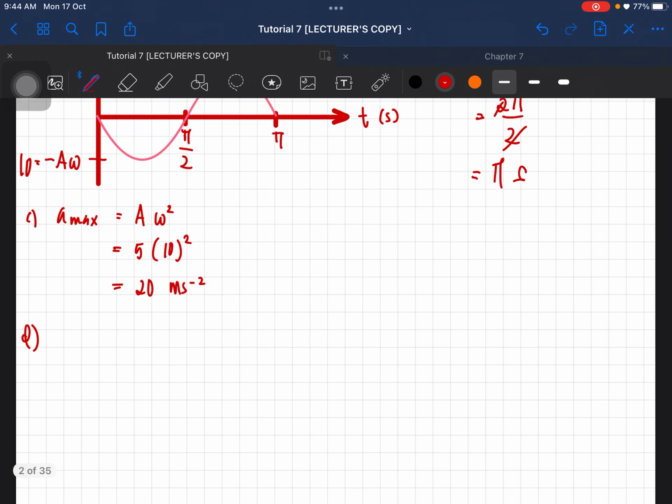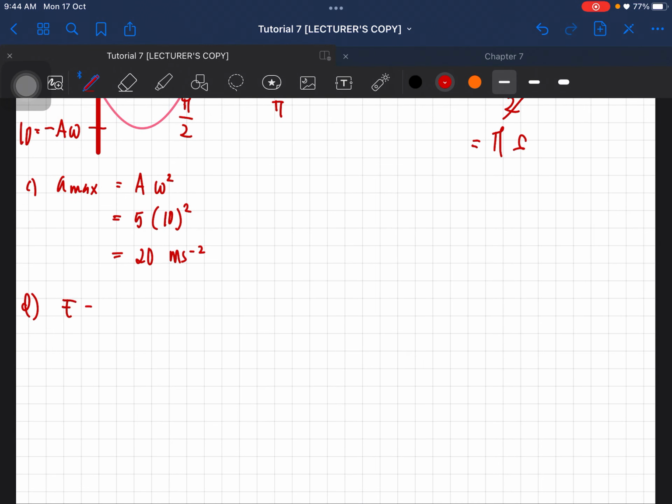Next, for the total energy of the system, it is half k A squared. So we know that k is equal to m omega squared. So just substitute all the values and you will get 10 joules. Alright?